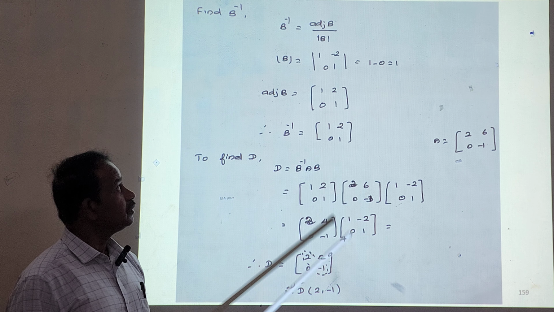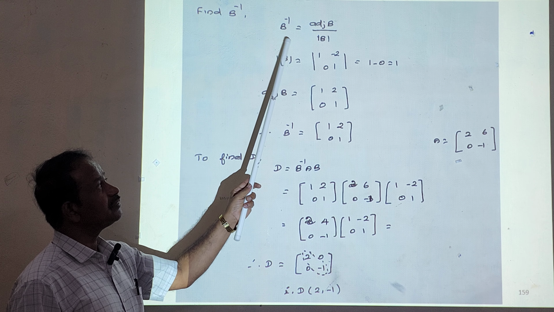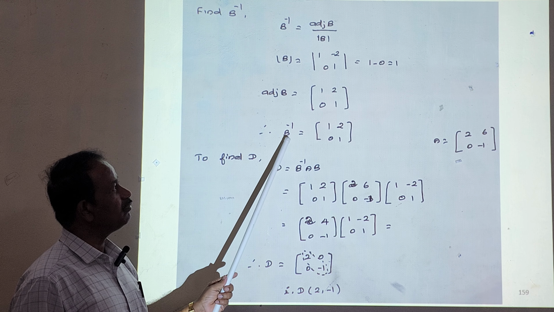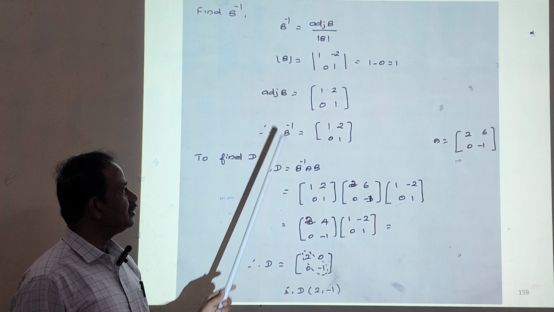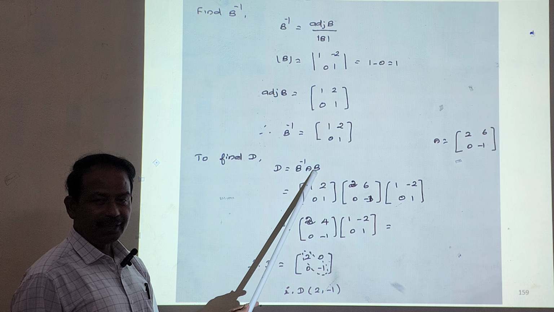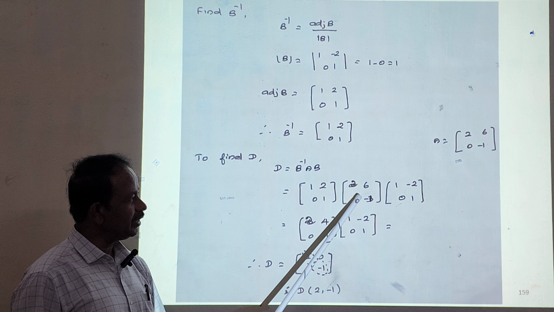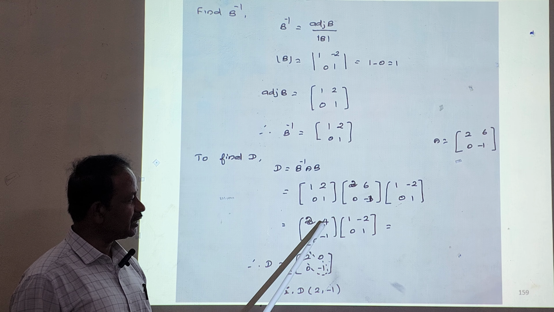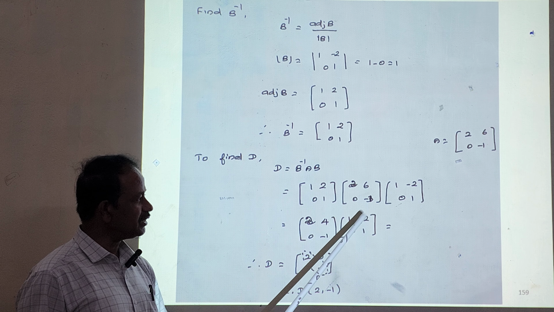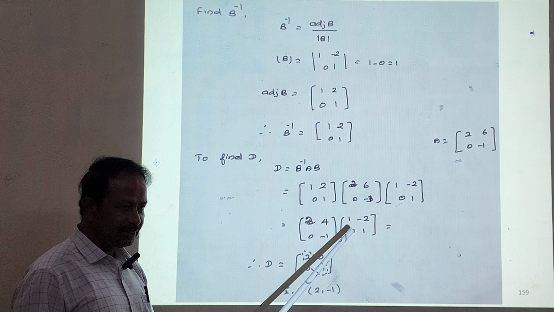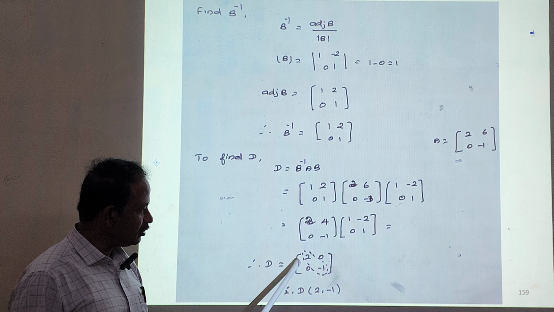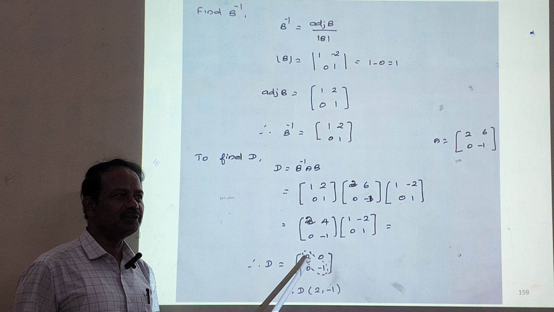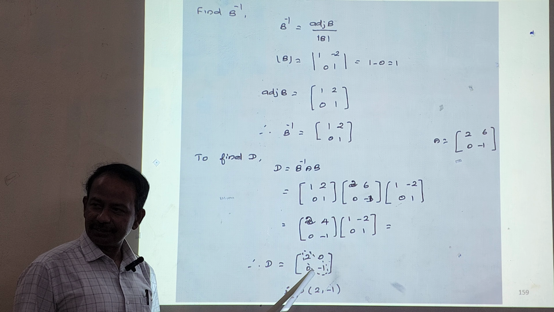Okay. So B inverse, how to find out B inverse? The same method. You have to change the diagonal elements and change the sign, you will have B inverse. So D equals B inverse A B. So your B inverse is here, A is here, B is here. Now you just multiply these two matrices, you will have this answer, and this matrix, let it be like this. Again you multiply these two, you will have this matrix. So look at this matrix, it is in diagonal form, 2 and minus 1. All off-diagonal elements are 0. Here also 0, here also 0.